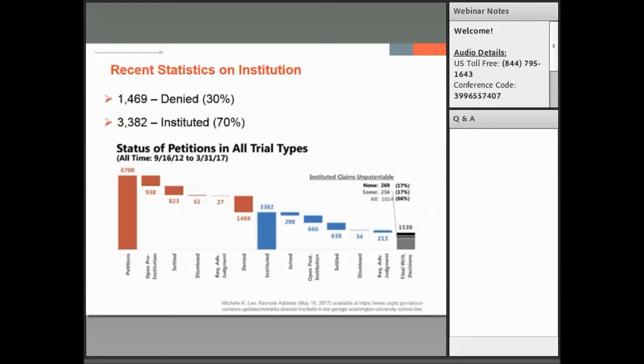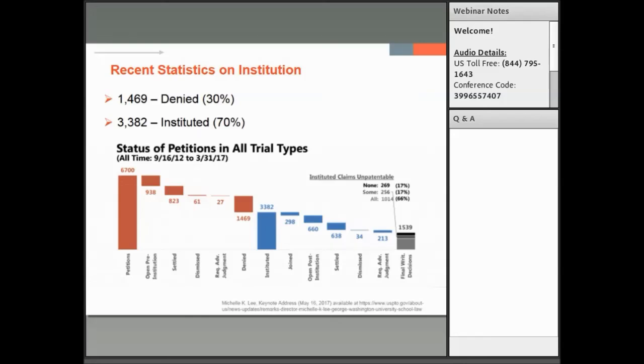We can see from the graph that of those approximately 4,800 petitions that have made it to an institution decision, 70%, or 3,382, have been granted, and 30%, or 1,469, have been denied. So that's a 70-30 split in favor of instituting.